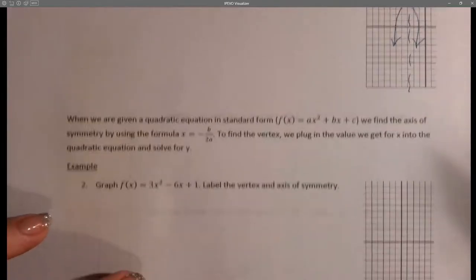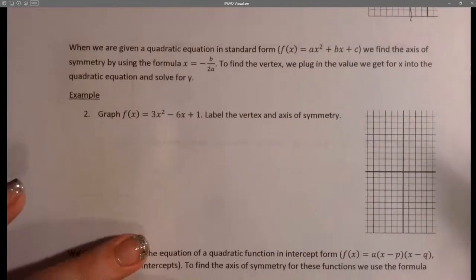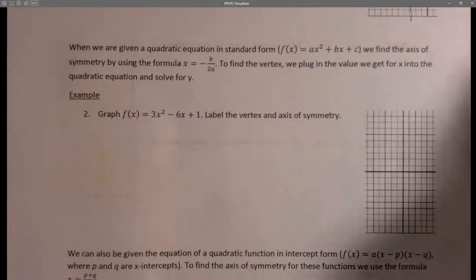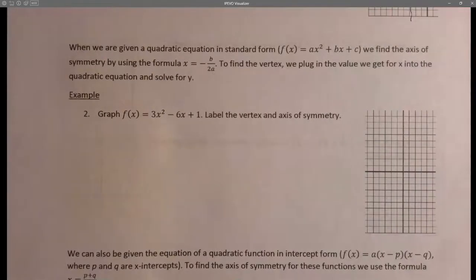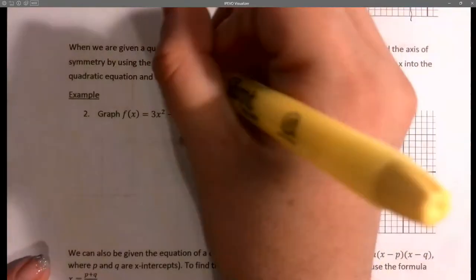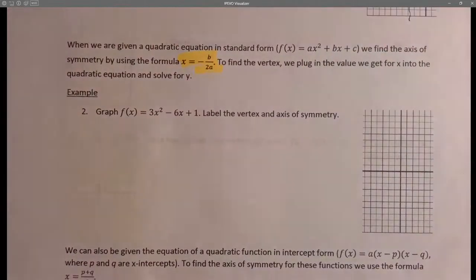Okay. When we are given a quadratic equation in the standard form, f of x equals ax squared plus bx plus c, we find the axis of symmetry by using this formula, x equals -b over 2a. To find the vertex, we are going to plug in the value that we get for x, and that will give us the y value of our quadratic equation.